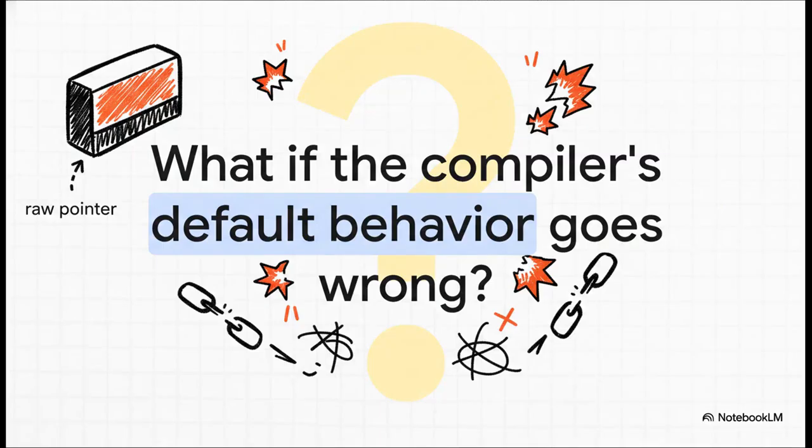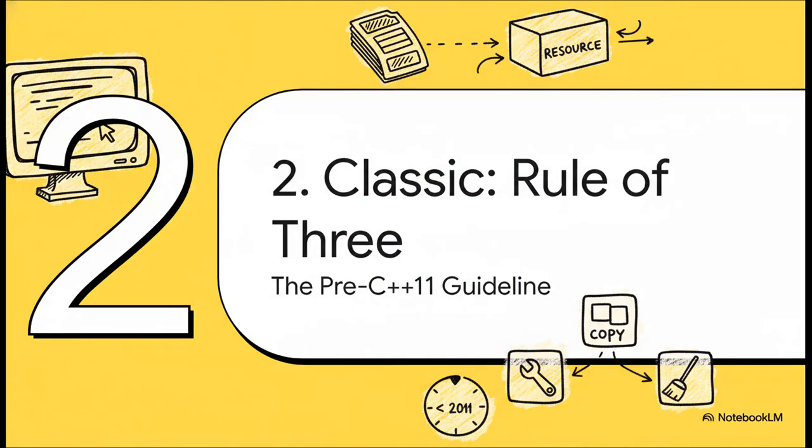But this is where things can get really, really dangerous. Because when you step in and start managing resources yourself, I'm talking raw pointers, manual memory allocation, relying on what the compiler does by default can go horribly wrong. In fact, trusting the defaults in that situation is pretty much a recipe for disaster. This exact problem led to the very first major guideline for C++ programmers. So let's hop in a time machine and go back to the world before 2011 to look at the classic solution, the rule of 3.